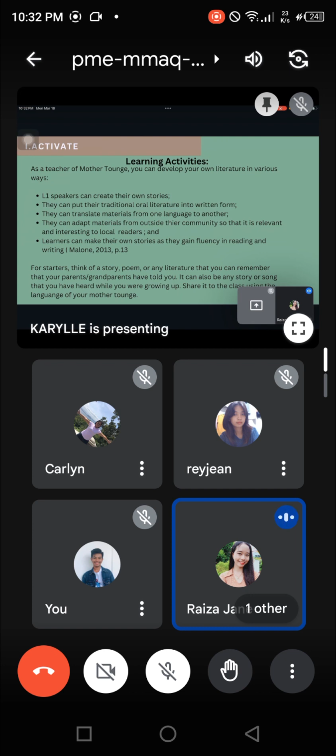L1 means first language. So, di ba, tayong mga speakers na nakakagawa tayo ng mga own stories natin kapag first language yung gamit natin. Dahil mas napapadali tayo na mag-create ng mga stories kapag ito yung gamit natin. So, kapag ang first language natin is Tagalog, mas gugustuhin natin na mag-create ng mga stories natin na gamit yung Tagalog na language natin. And if it is English naman, so mas okay din na gagamitin natin is English na language.